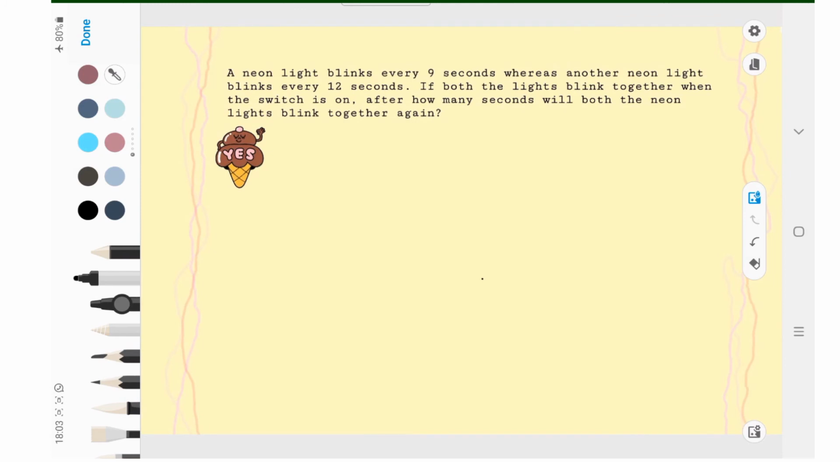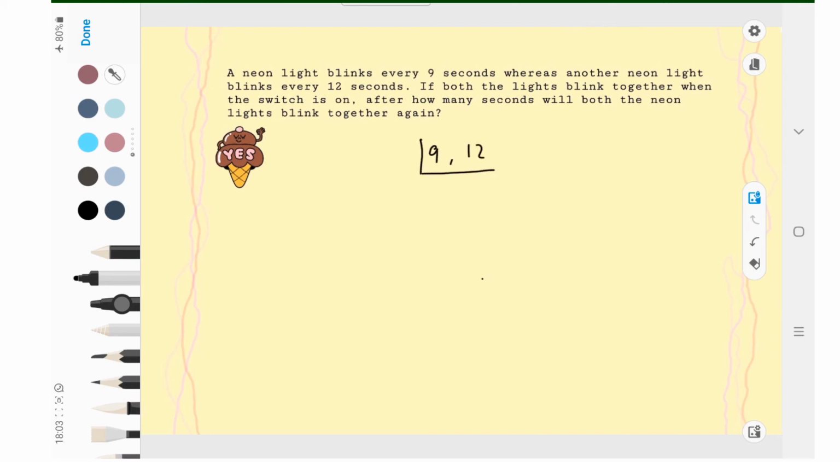A neon light blinks every 9 seconds, whereas another neon light blinks every 12 seconds. If both the lights blink together when the switch is on, after how many seconds will both the neon lights blink together again? When we see this kind of question, it wants us to find the LCM of 9 seconds and 12 seconds. Using the same method, we list down 9 and 12 first.